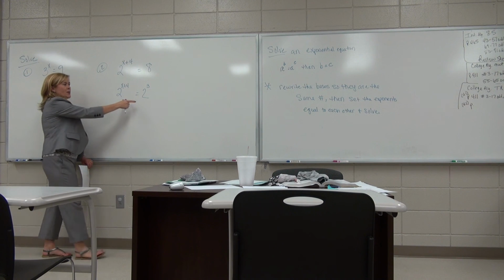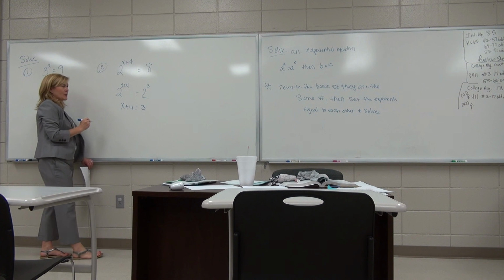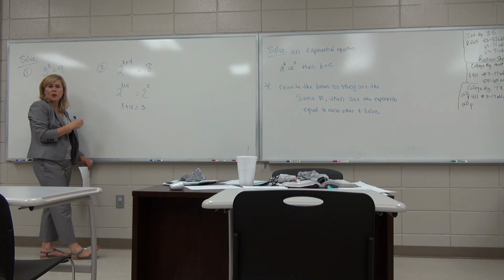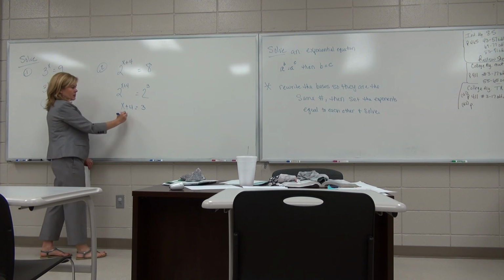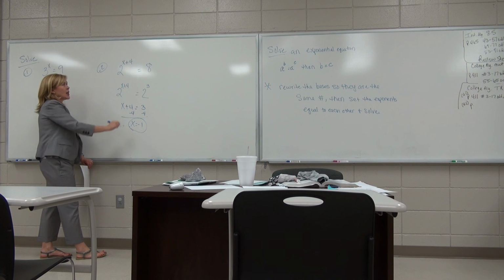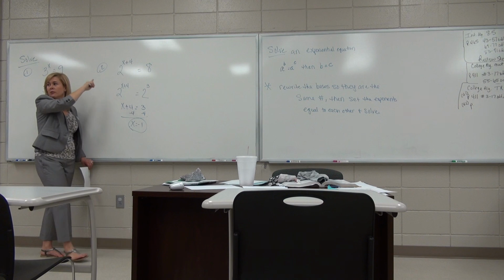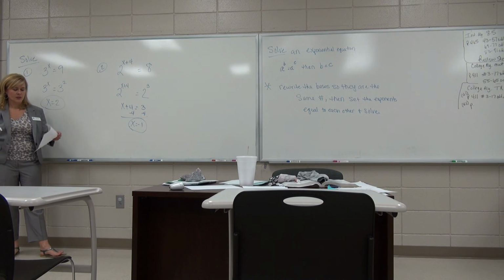Alright, so now that my bases are equal, I can set my exponents equal. So that means x plus 4 has to equal 3. What do I need to do to solve for x? Subtract 4 from both sides. So x is negative 1. Well, check it. What's negative 1 plus 4? 3. What's 2 cubed equal to? 8. Isn't that neat the way that works, too?